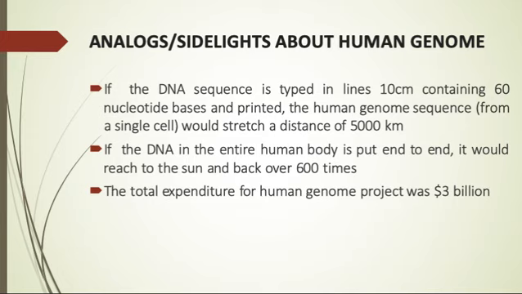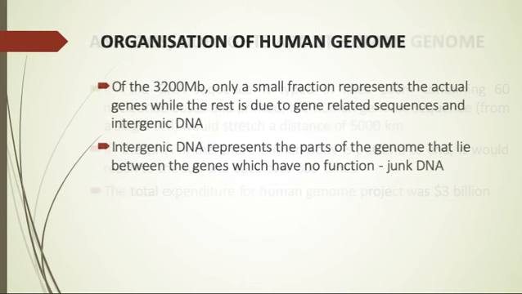So that's a huge sum. So this is some analogs or some sidelines about the human genome apart from the Human Genome Project. So how is the organization of the human genome? You have to know, of the 3200 MB, only a small fraction represents actual genes, while the rest is due to the gene related sequences and intergenic DNA. The intergenic DNA represents the part of the genome that lies between the genes which have no functions at all. So this part of the DNA, we call it the junk DNA.